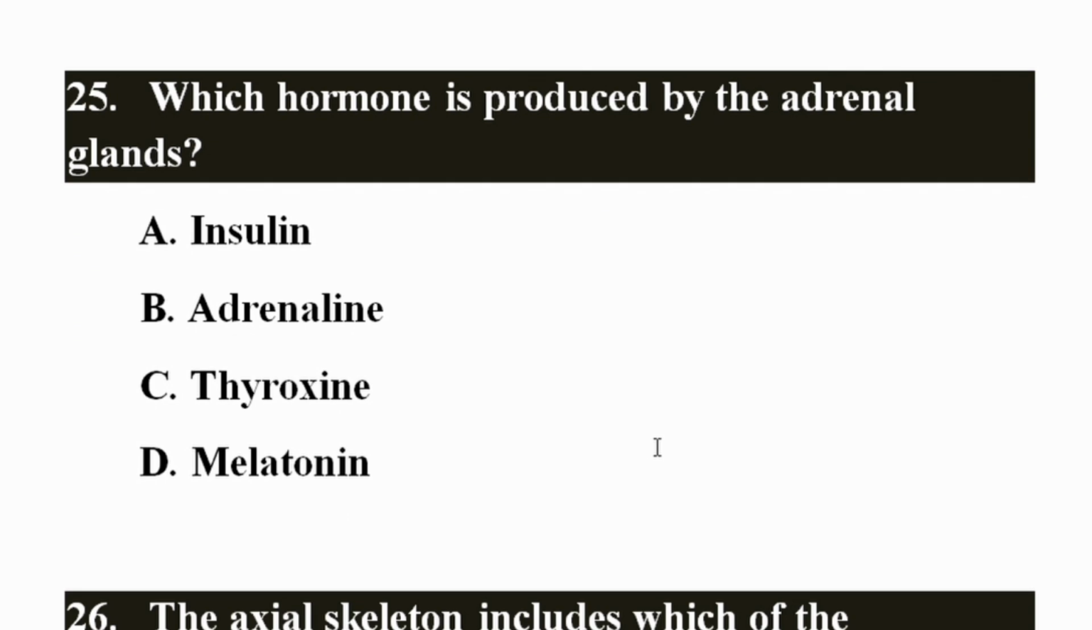Which hormone is produced by the adrenal glands? The right option is Beta, adrenaline. Adrenaline, or epinephrine, increases heart rate and energy levels during stress.